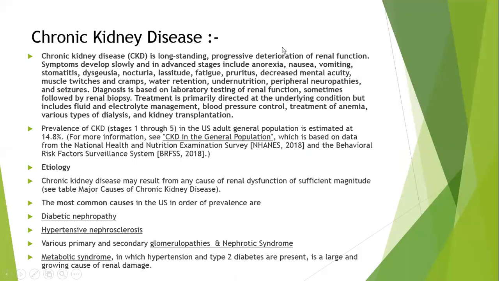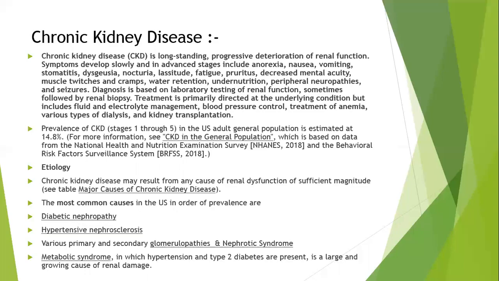So what is chronic kidney disease? Chronic kidney disease is a long-standing progressive deterioration of renal function. Symptoms develop slowly, and advanced stages include anorexia, nausea, vomiting, stomatitis, cramps, water retention, undernutrition, peripheral neuropathies, all of these. Basically, according to the National Health and Nutrition Examination Survey, NHANES 2018, the prevalence of CKD, stages 1 to 5, in the US adult population is estimated at 14.8%.